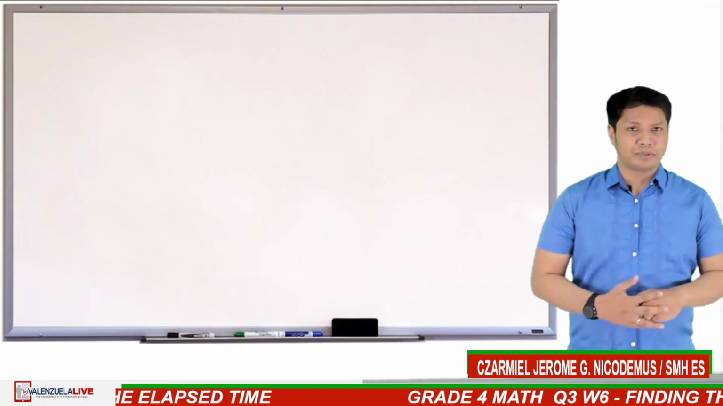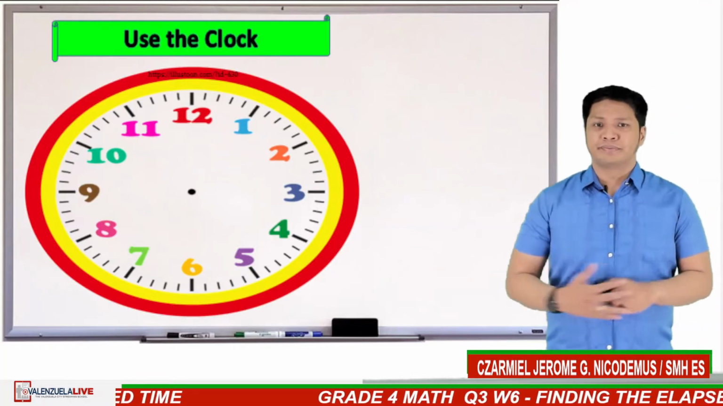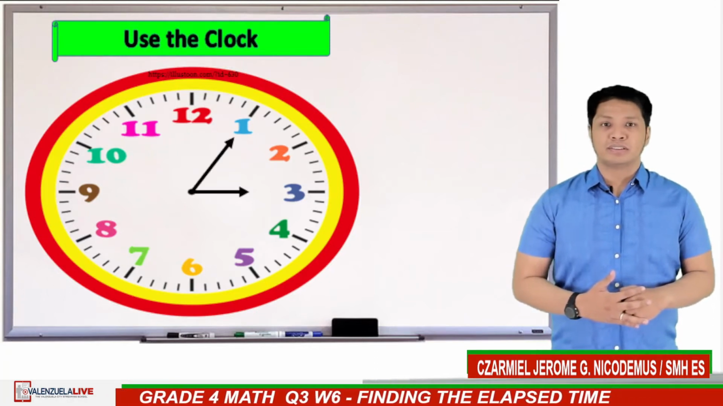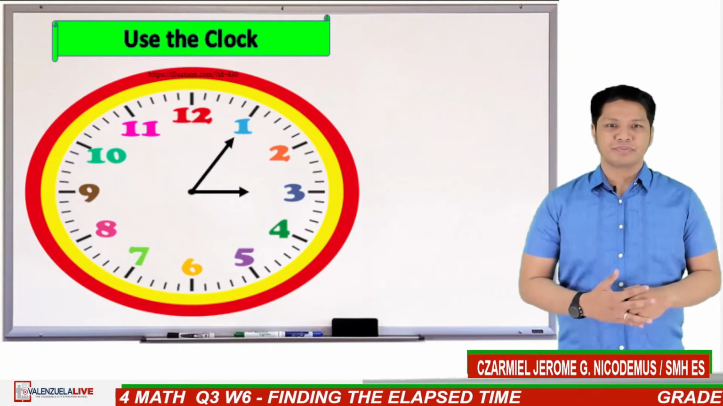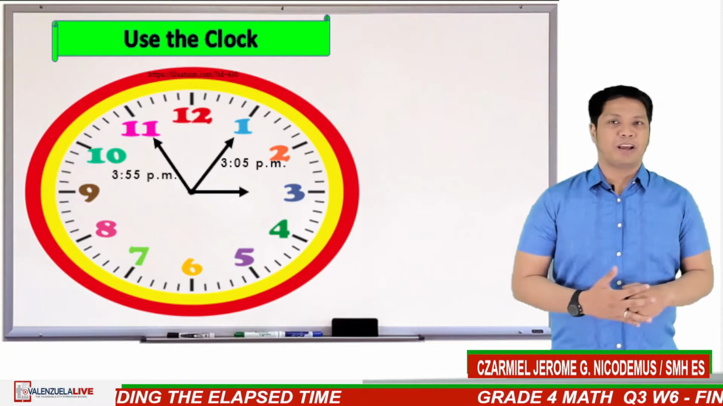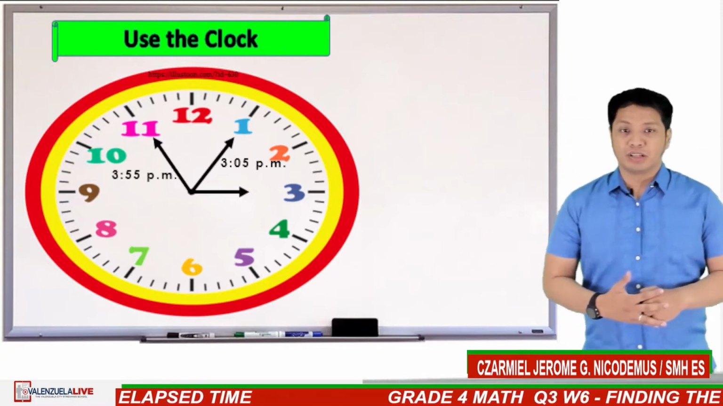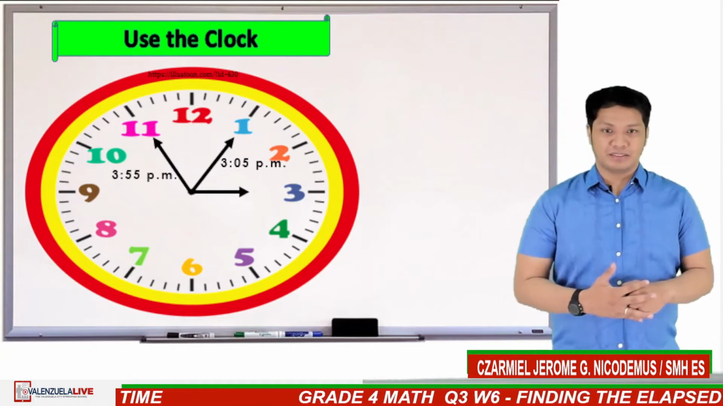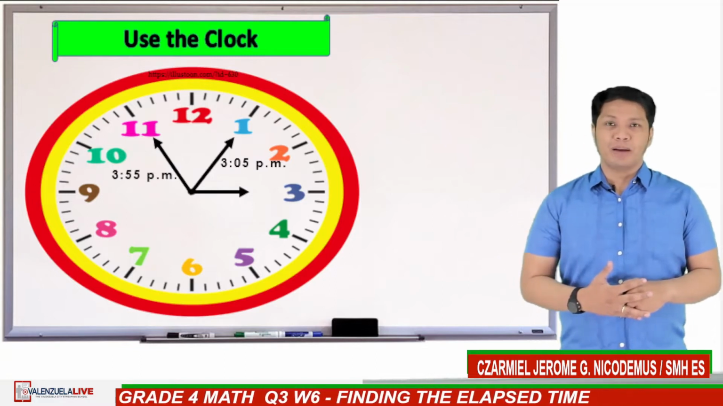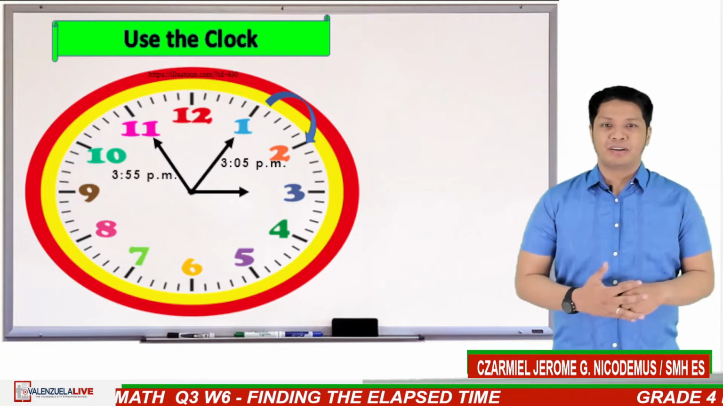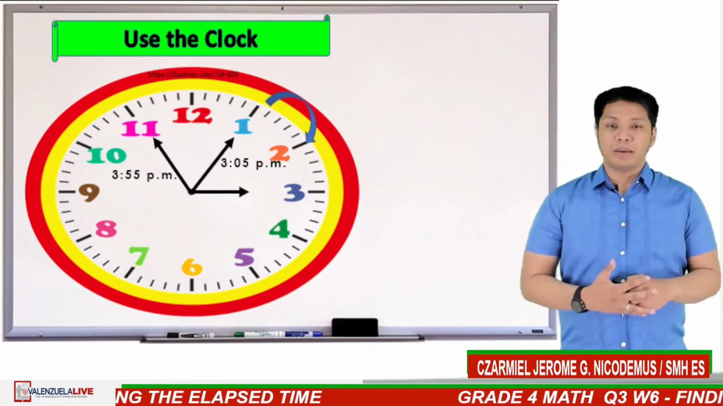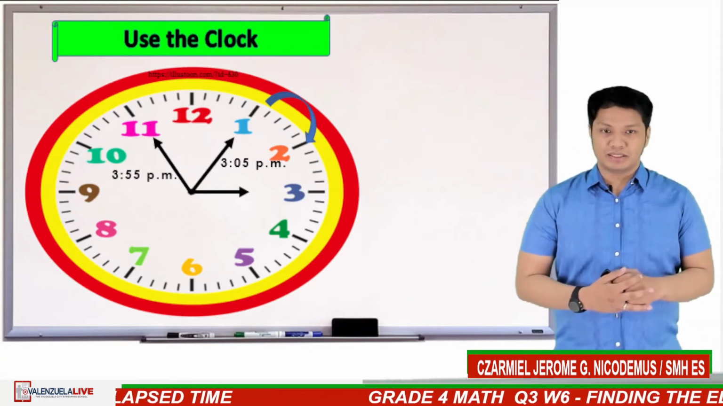It's easy to find the elapsed time using a clock. You just need to identify the position of the starting time, which is 3:05 p.m. and the position of ending time, which is 3:55 p.m. We just need to count the lines in the clock that represent the minutes. One line is equal to 1 minute. From one number to another number, there are 5 lines. So, 5 lines is equal to 5 minutes.